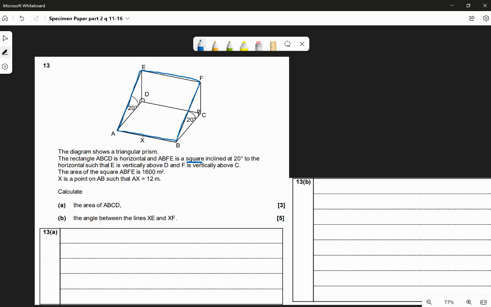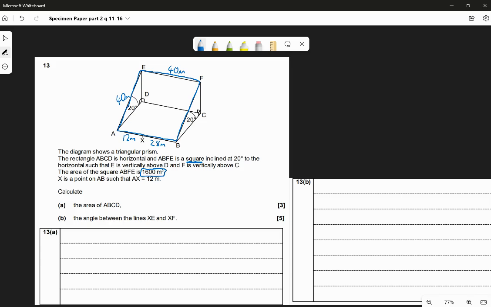The area of the square ABFE is 1600 meters squared. Okay, well that is helpful because now I know that the lengths of my square are 40 meters. Because 40 is the square root of 1600. X is a point on AB such that AX is 12 meters. So that's 12 meters. So then that therefore is 28 meters. Great. I'm finding lots of things out before even starting the question.